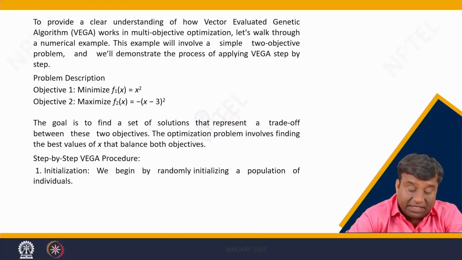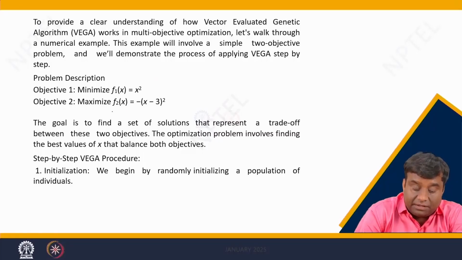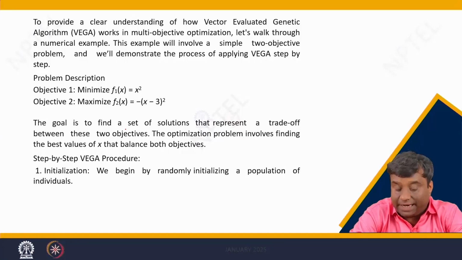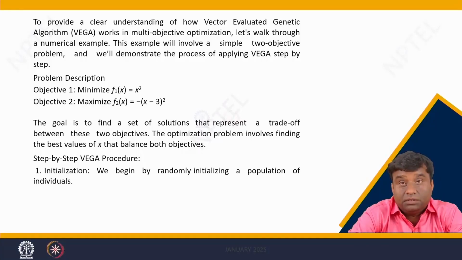So, problem description. First objective 1, minimize f1x equal to x square. Second objective, that the objective 2 is that maximize f2x equal to minus of x minus 3 whole square. The goal is to find a set of solutions that represent a trade-off between these two objectives. The optimization problems involves finding the best values of x that balance both objectives.